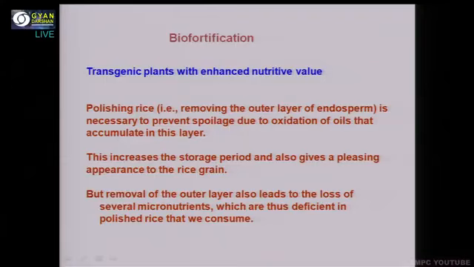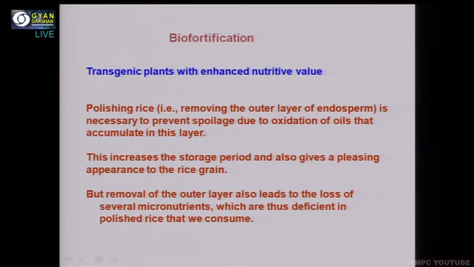Now, what is the problem with rice? Normally, we consume rice as our staple food. But mind that we take polished rice. And polishing actually has a lot of demerits. It removes the outer layer of the endosperm, which we call the aleurone layer. So normally this is removed.